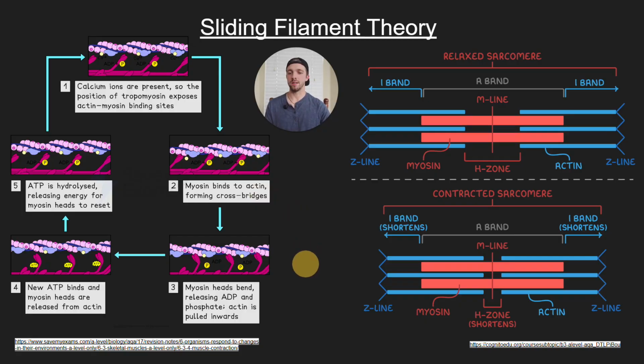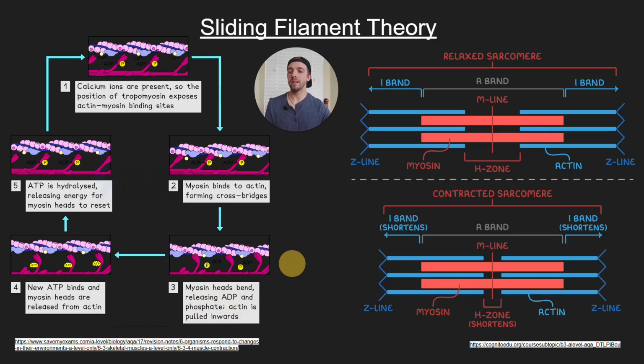It's in this state where it'll just actively bind once the site is open. The myosin heads then, after they're attached, will bend. This does consume energy, releasing ADP and an inorganic phosphate, and the actin is pulled inward. Okay, we'll talk about what that means in a second.